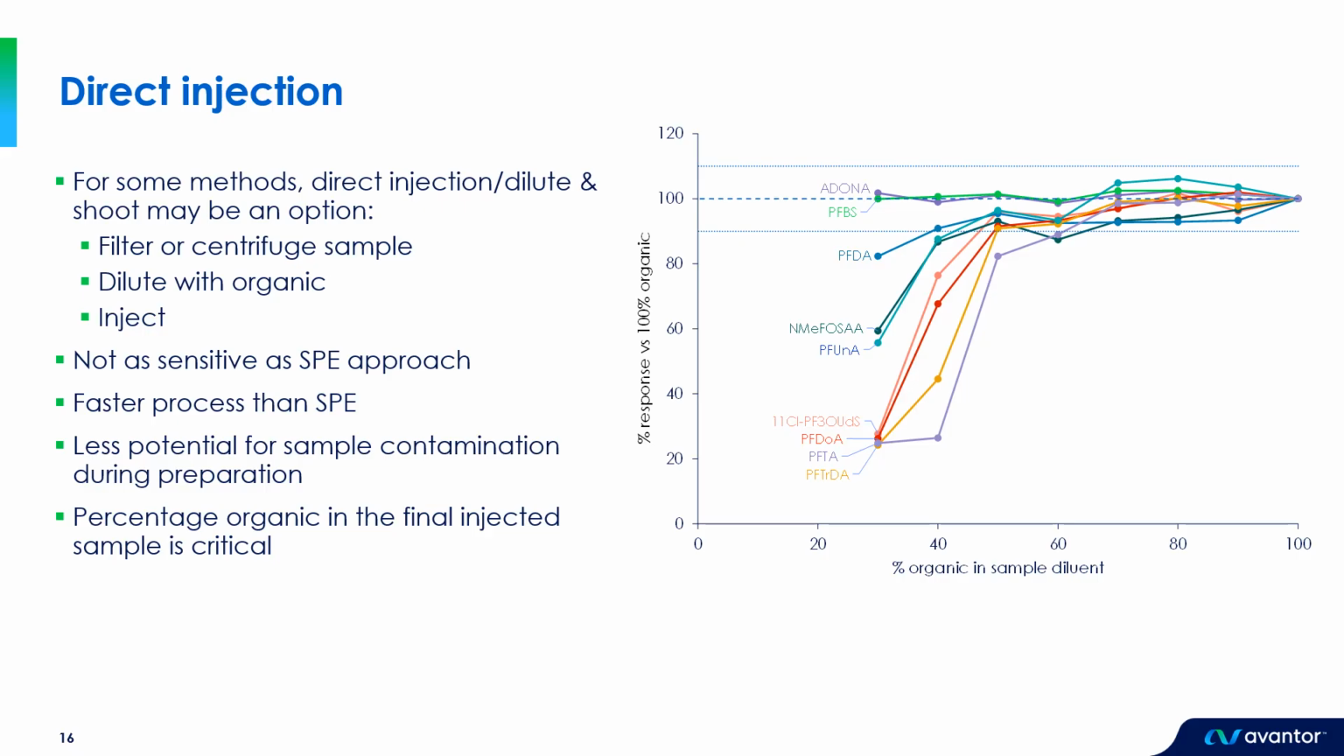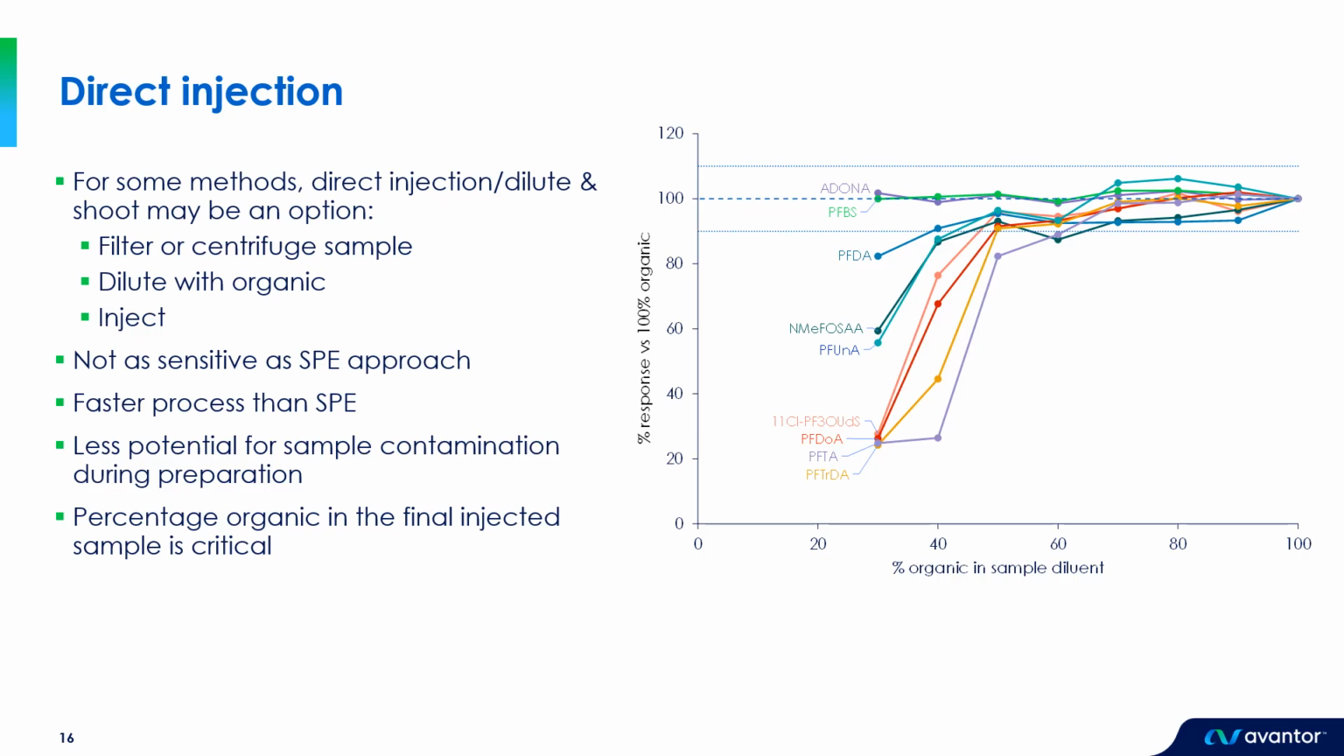So for some methods, a dilute and shoot approach, where the sample is filtered or centrifuged and then diluted with an organic solvent and then injected onto the system, may be feasible. The direct inject approach is not as sensitive as the SPE approach because, of course, we don't have that sample pre-concentration, and we're diluting our sample, but it's a lot faster, a lot simpler, and has less potential for sample contamination during the sample prep process.